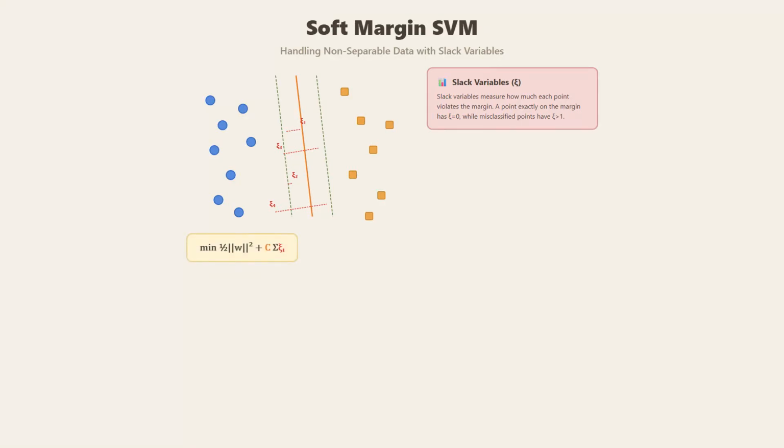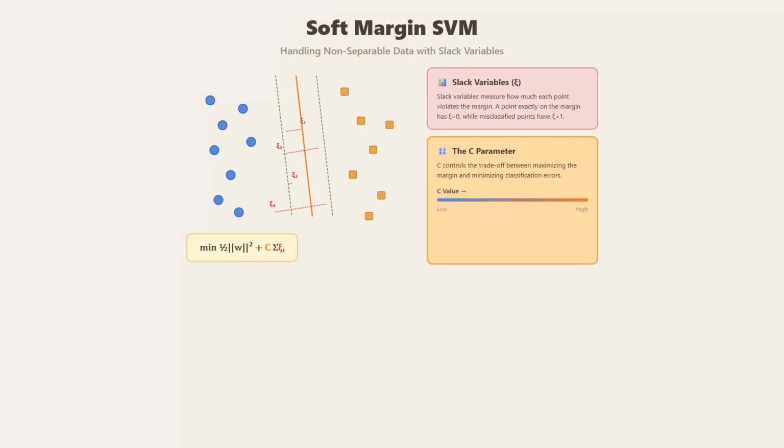Each violating point gets assigned a slack variable denoted by the Greek letter xi. If a point is correctly classified and outside the margin, its slack is 0. If it's inside the margin but still on the correct side, the slack is between 0 and 1. If it's actually misclassified, the slack is greater than 1. The sum of all these slack values represents the total amount of violation in our model.